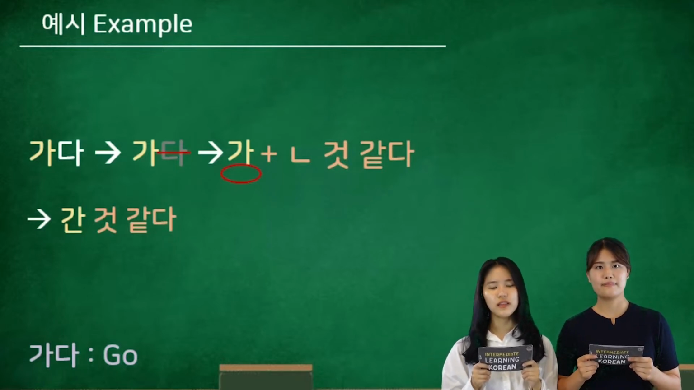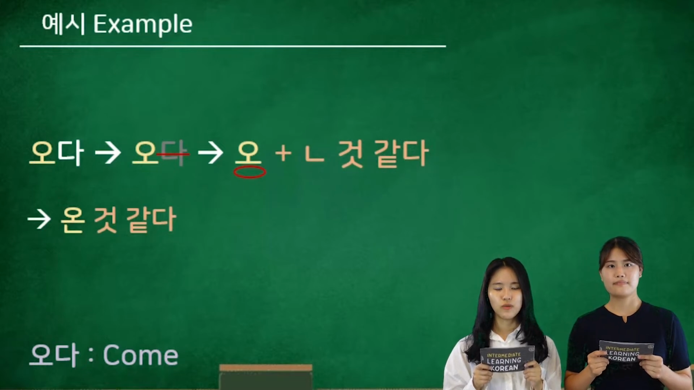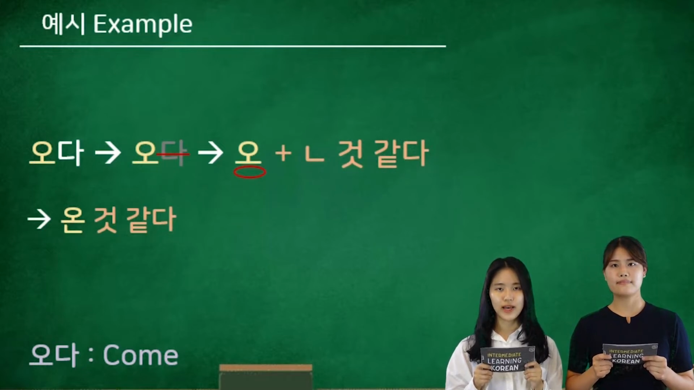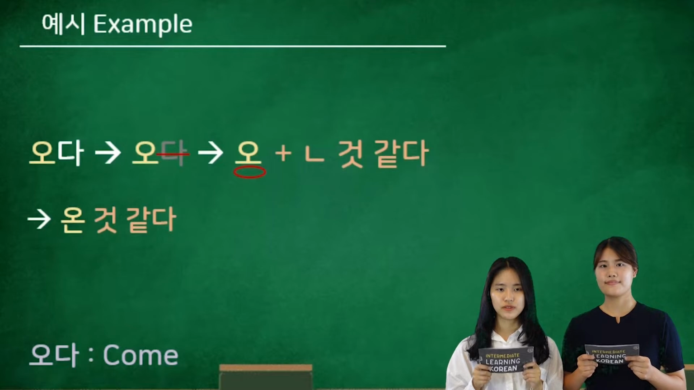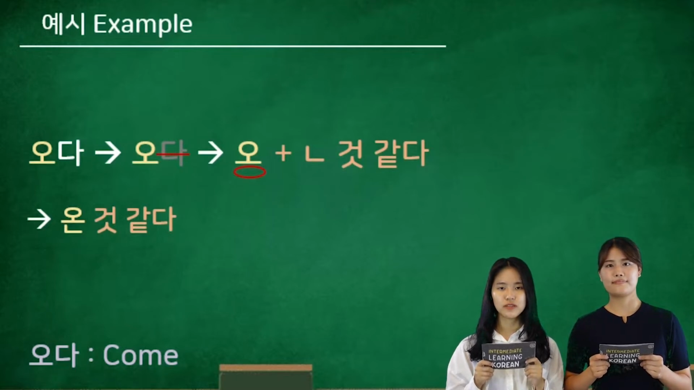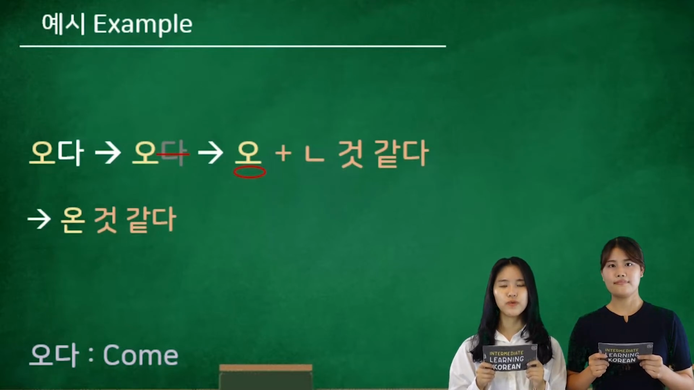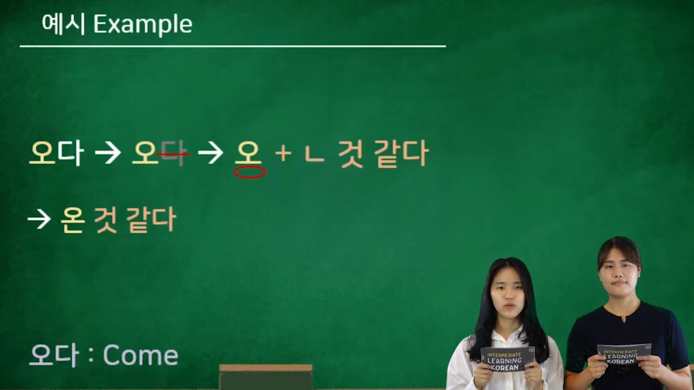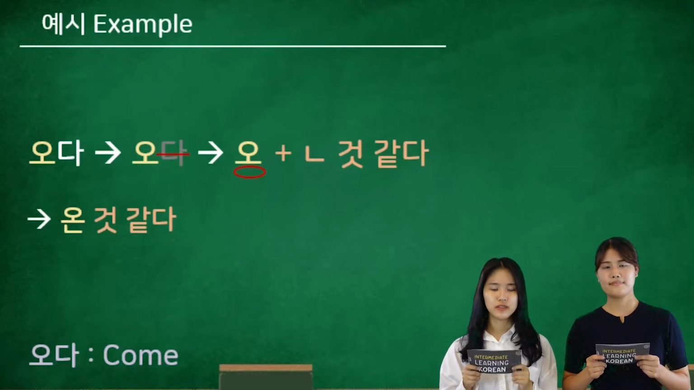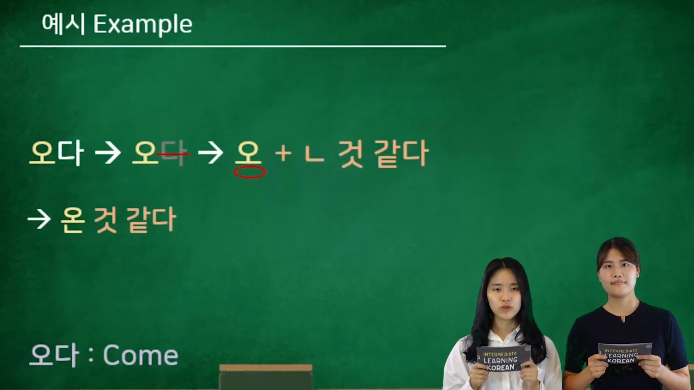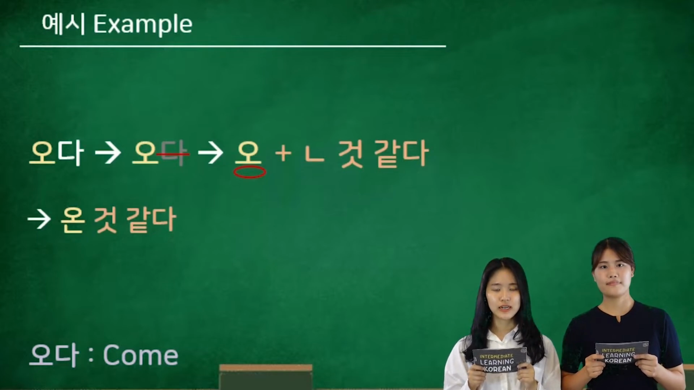Yes, let's look at another example. When looking at the verb 오다, we delete 다 first. Then we can see that the stem of the verb has no final consonant. Then we use ㄴ 것 같다 after it. So it becomes 온 것 같다.